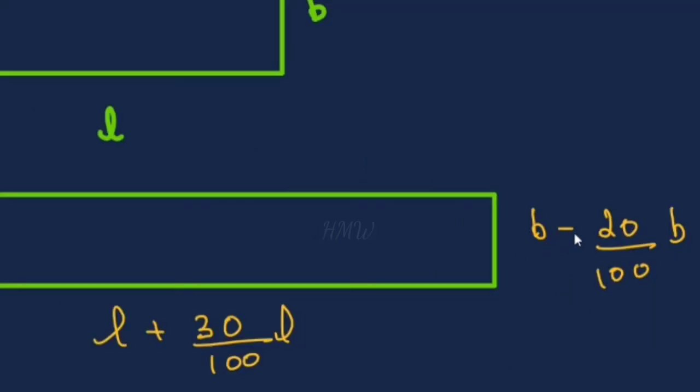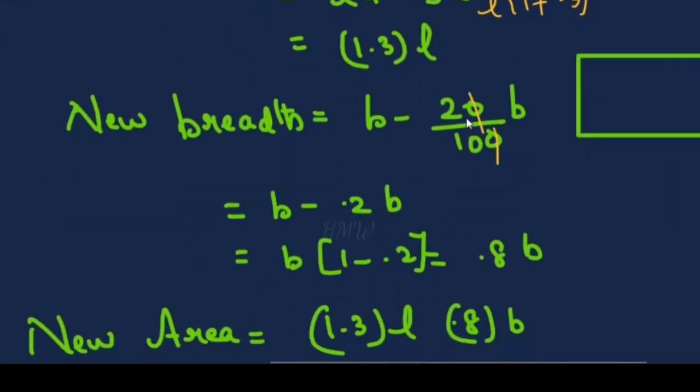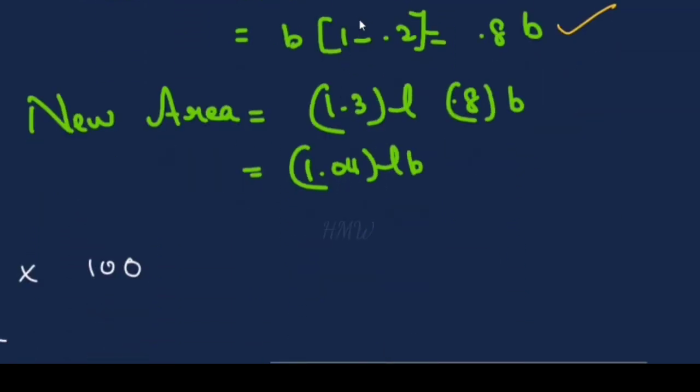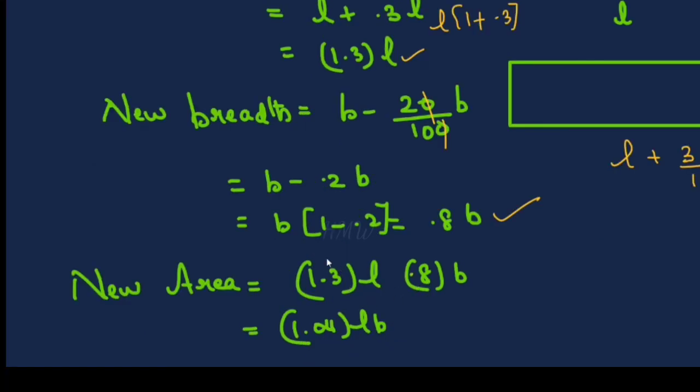The new breadth is decreased by 20% of the original breadth. So the breadth is B minus 20 by 100 into B. B minus 20 by 100 is nothing but 0.2, so take out B outside: 1 minus 0.2, that is 0.8 B. This is the original breadth and this is the original length. So what is the new area? The new area is length into breadth. The new length is 1.3 into L, the new breadth is 0.8 into B. So 1.3 into 0.8 is 1.04 L into B.